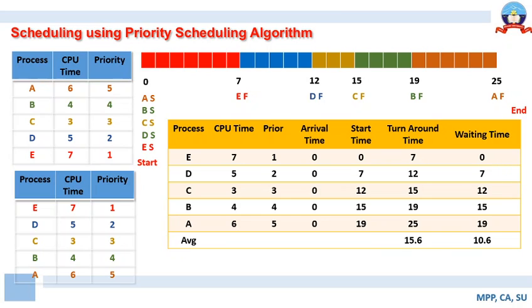So this is a very simple algorithm. It is very easy to understand and very easy to implement. Since priority is associated with each and every process in the process list, what we need to do is select the job with the highest priority and then schedule the jobs as per the priority associated with the respective jobs. So it is simple to understand and easy to implement.